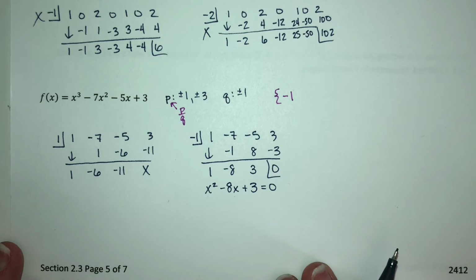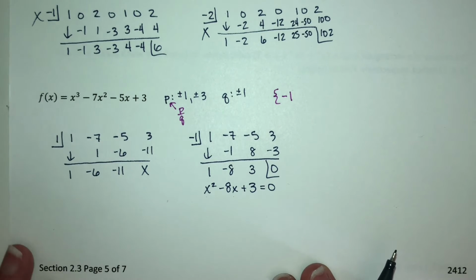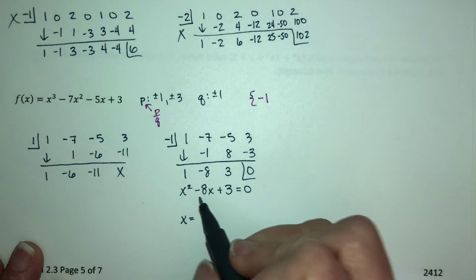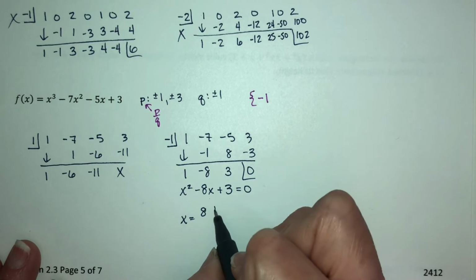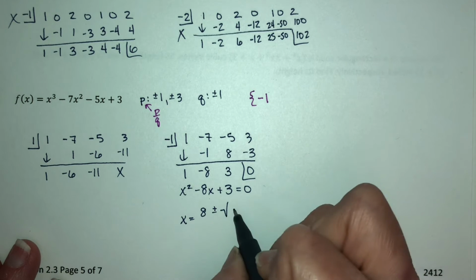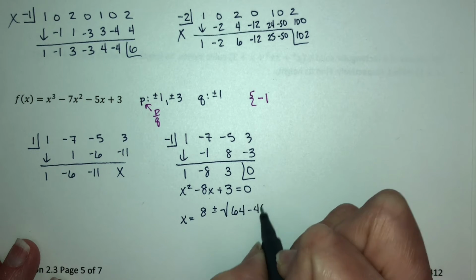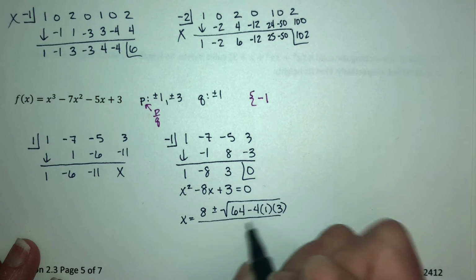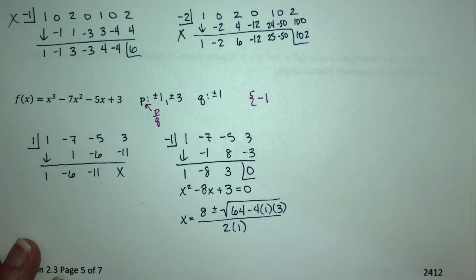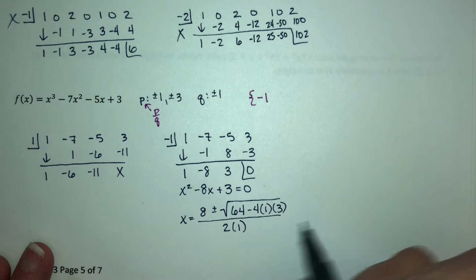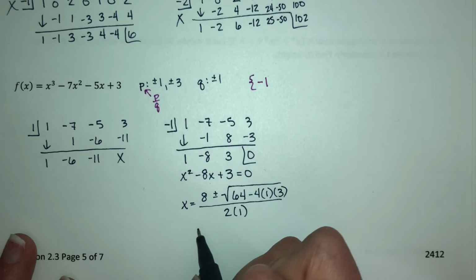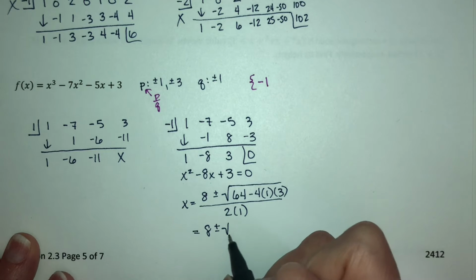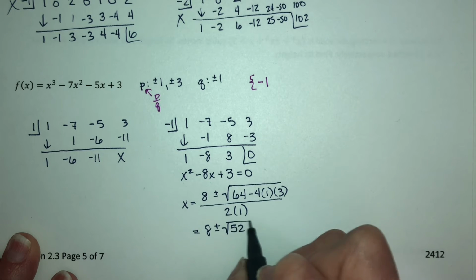I do a quick check to see if I see how it factors, and I don't. So I'm going to go to the quadratic formula. X equals -b, so 8 plus or minus the square root of b squared minus 4 times a times c, which is all over 2 times a, which is 1. So do the arithmetic inside here, and you get 8 plus or minus the square root of 52 over 2.